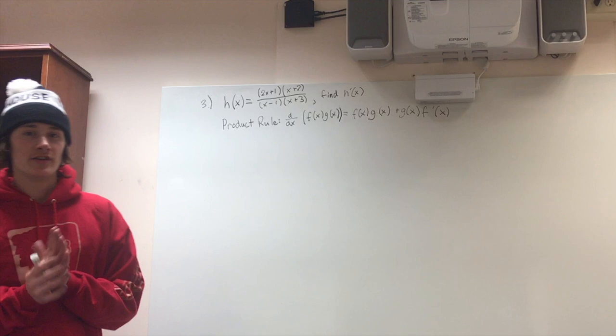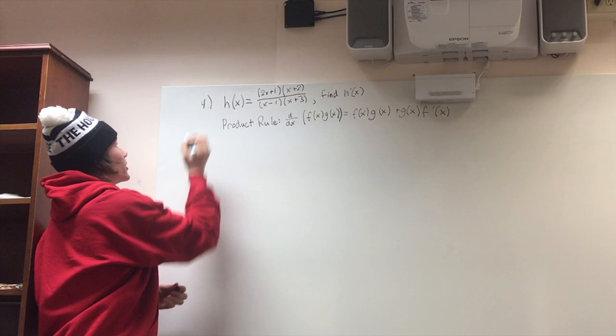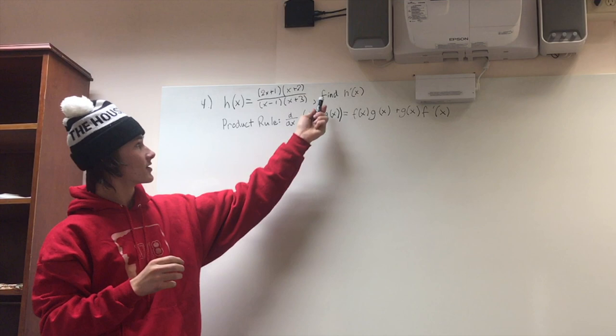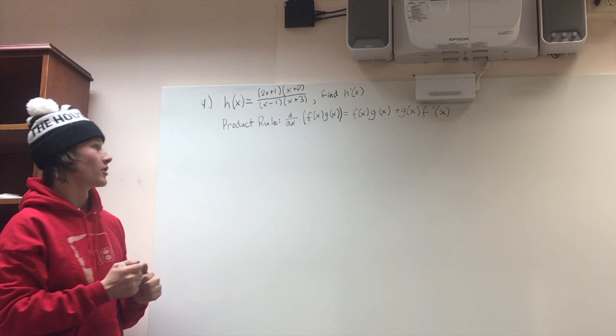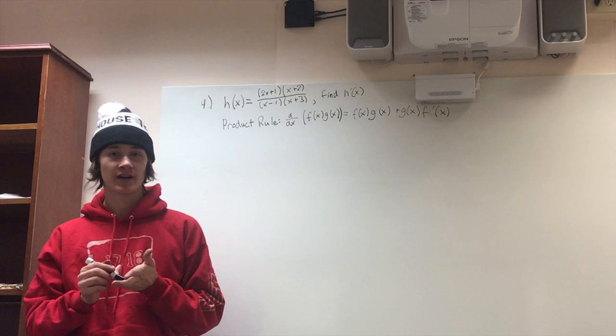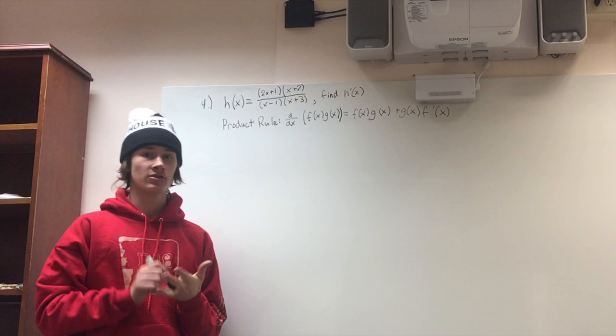All right, so for our fourth and final example problem, we will need to use the product rule and the quotient rule, and we'll be finding the derivative of h of x when h of x equals 2x plus 1 times x plus 2 over x minus 1 times x plus 3. So what we're going to do here is we are going to find our f of x, our g of x, our derivative of f of x, and our derivative of g of x, and those are actually going to work towards the quotient rule.